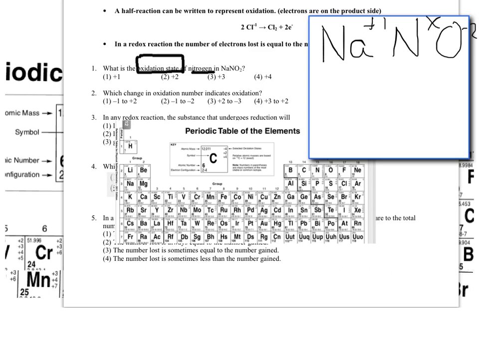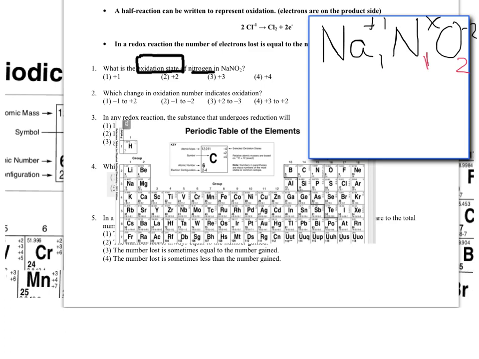Now, in addition to having these oxidation states, we have to refer back to our formula and look at the subscripts. Recall that the subscripts tell us how many of each element we have. So sodium has no subscript, so there is a 1 implied here. Nitrogen also has a 1 implied, and oxygen has a 2. So we're going to examine these and make sure that the sum of all the oxidation numbers equals 0.